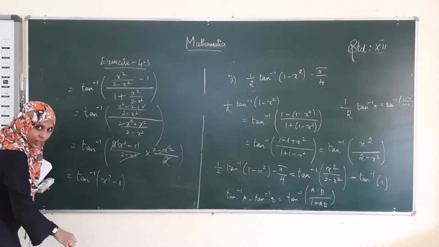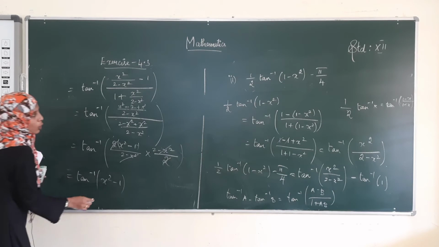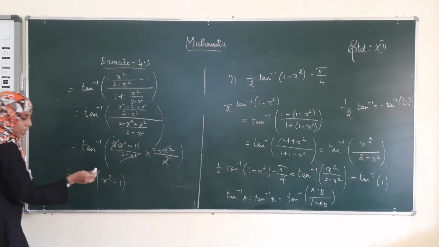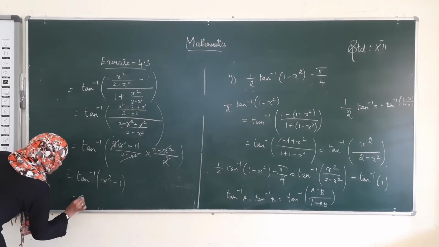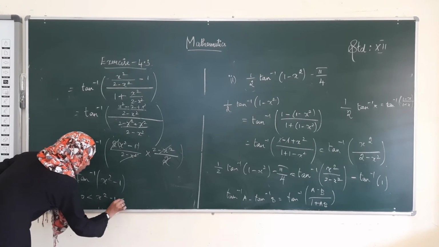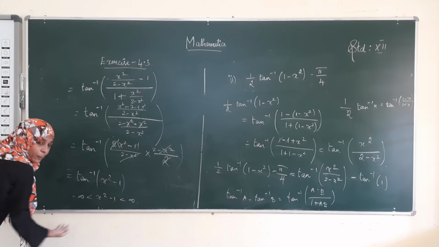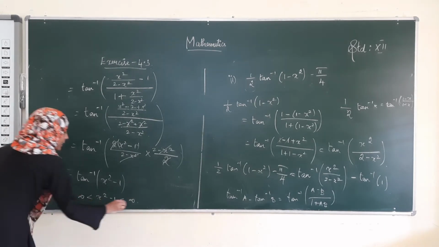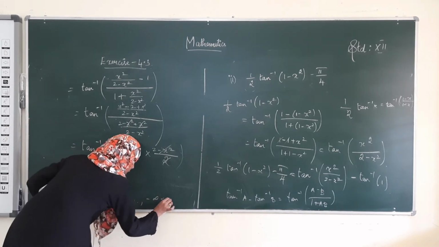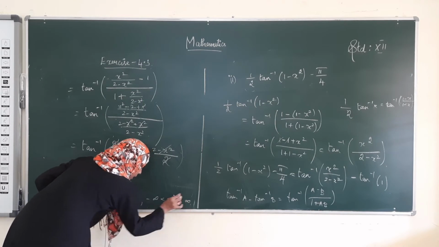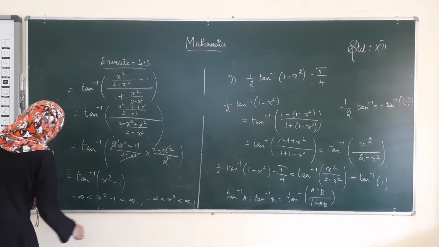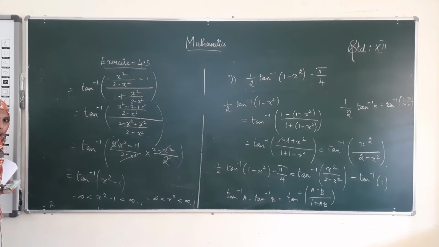Now we are going to find the domain. We already know the domain of the inverse tangent function is from minus infinity to infinity. Minus infinity less than x squared minus 1 less than infinity. When this 1 goes to this side, what do we get? We get as it is, minus infinity less than x squared less than infinity. Therefore, the domain is R only.